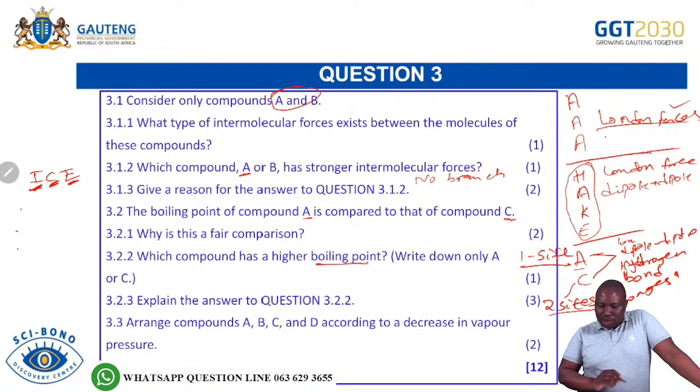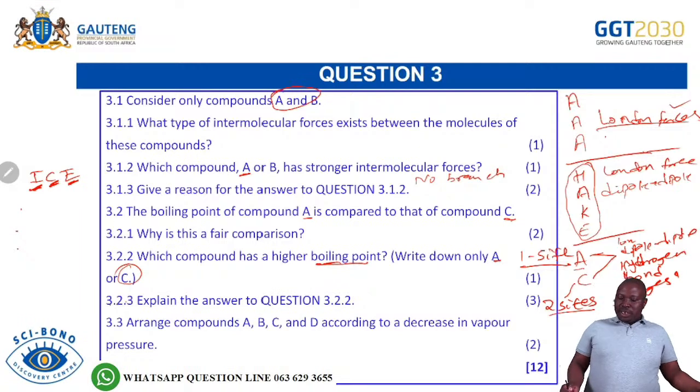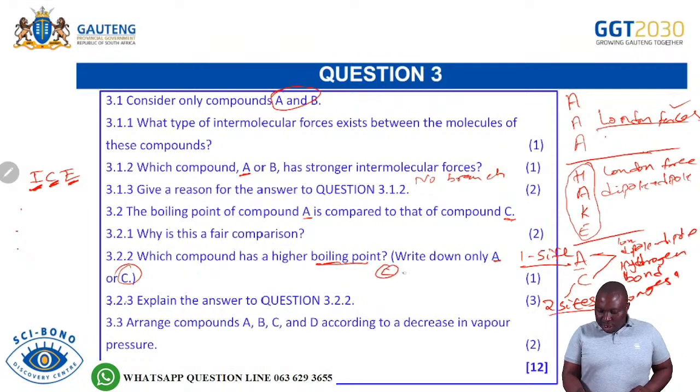So please make sure that you do that as you explain why compound C has a higher boiling point than compound A, because question 3.2.3 is saying explain why you are saying compound C has a higher boiling point. So you will be able to check, in bullet form, you'll say, oh, compound C has hydrogen bond. So the first thing, you're identifying the type of intermolecular force. They have hydrogen bond as compared to compound A that has London force.